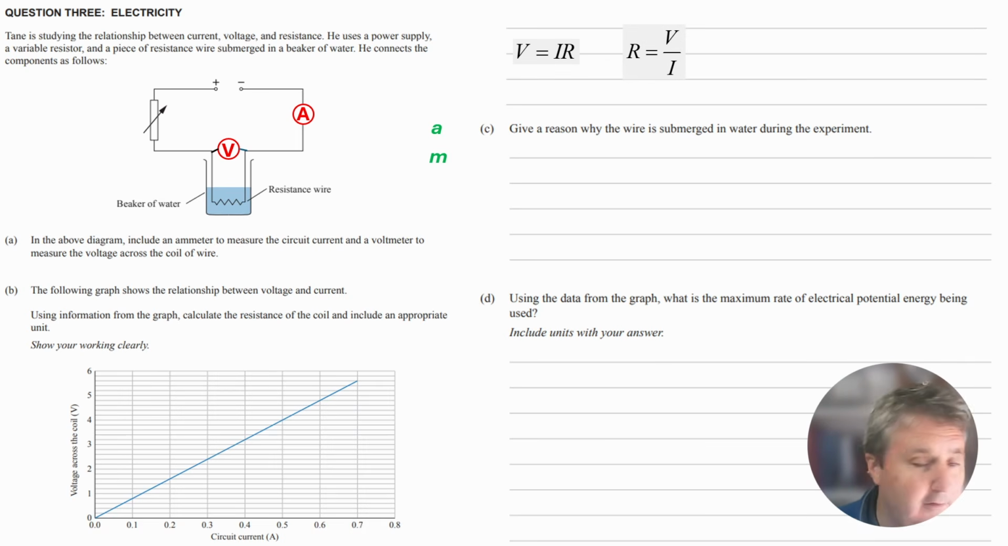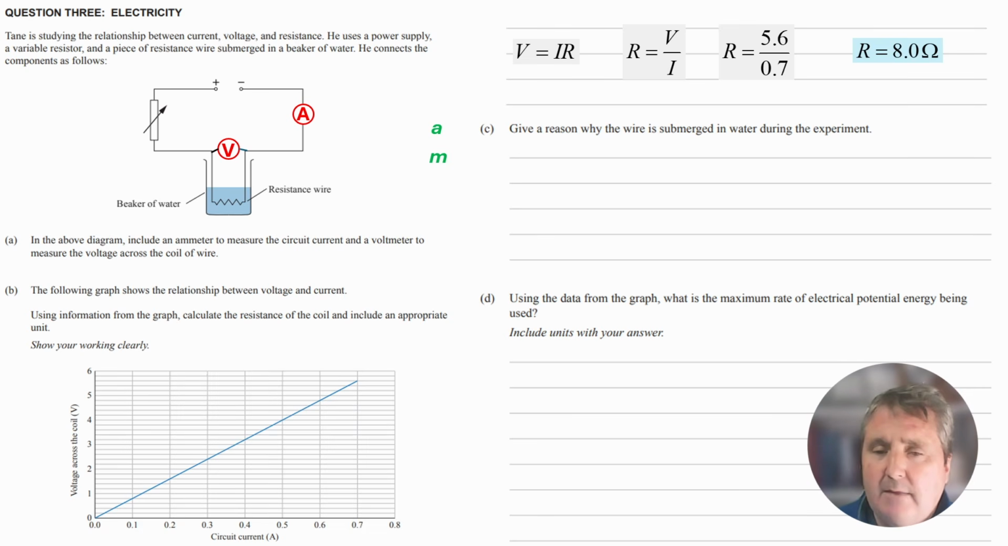So let's take the voltage. I'll take the biggest voltage here, the change in voltage. So the voltage is 5.6 divided by 0.7. Okay, 5.6 over 0.7 gives me the answer of 8 ohms, and that is the resistance of this resistor.